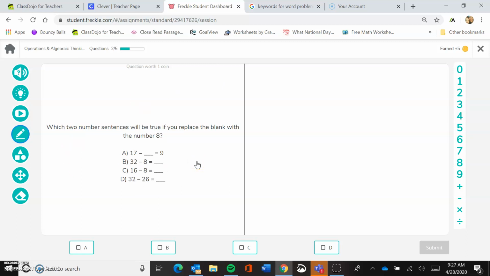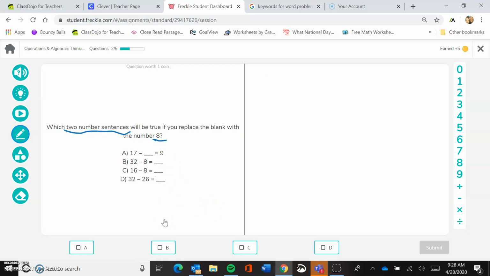Which 2 number sentences will be true if you replace the blank with the number 8? Okay. So this one, it's asking you which 2 number sentences. So we're going to have 2 answers. You see how you can click more than one of these down here. It has to be 2 answers. You cannot just pick one. Which will be true if you replace the blank with the number 8? So any of these blanks, we need to put the number 8 in there and then solve them and see if it's going to be correct. So anywhere you see this blank, we need to put the number 8 there and then see if it works out.